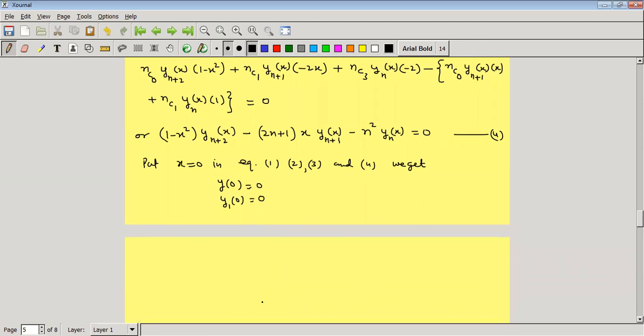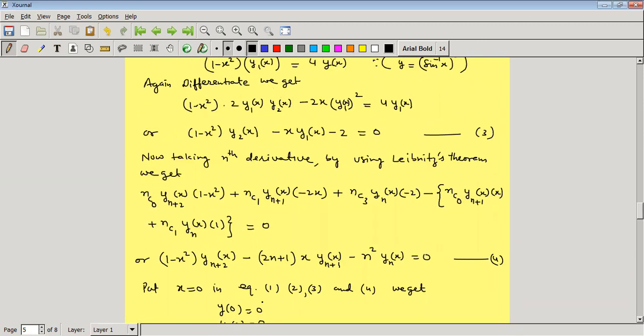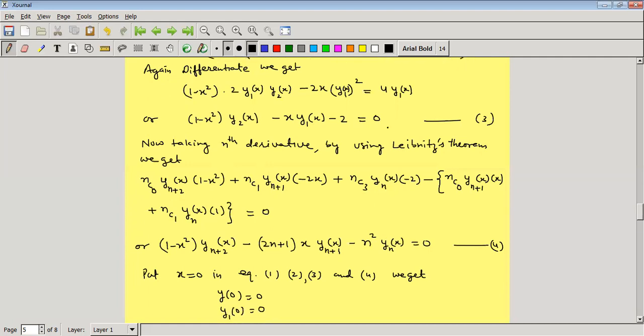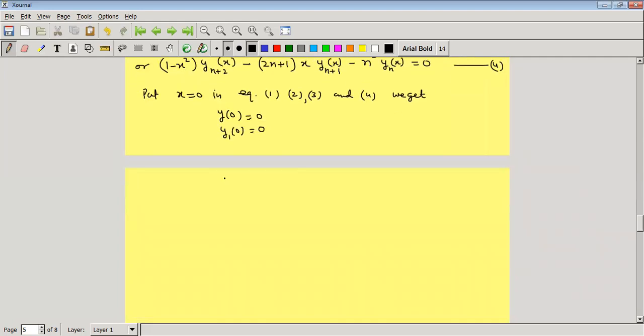Now y2. For y2 we use equation number 3. When we put x equal to 0, we get 1 minus 0 is 1, 1 into y2(0), that is y2(0). Minus 0 into something, this becomes 0. Minus 2 equal to 0. So y2(0) is equal to 2.